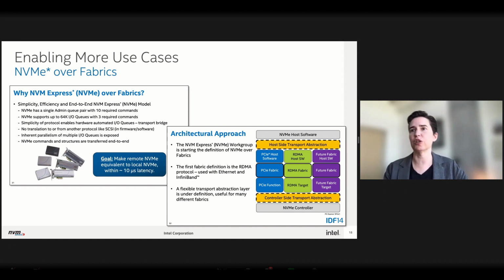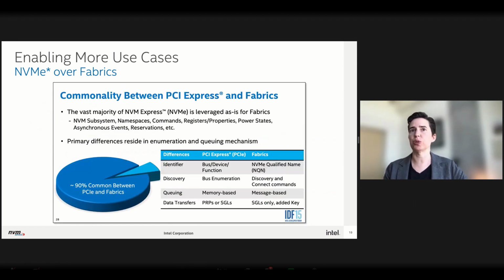And so what you can see here is an early architectural approach of how you have the NVMe host software, a host side abstraction, and then underneath it, whether it's PCIe as the transport or RDMA as the transport, or as we've seen TCP being the transport over time, and then you have a controller side transport abstraction. And that's really where we've gotten to.